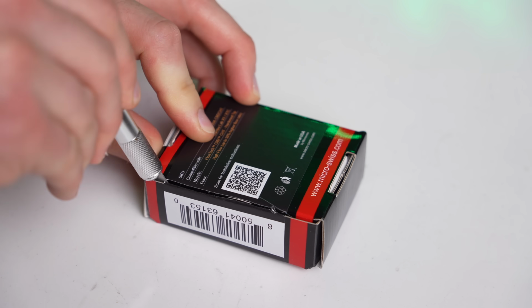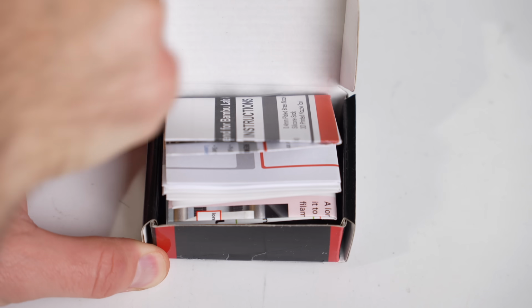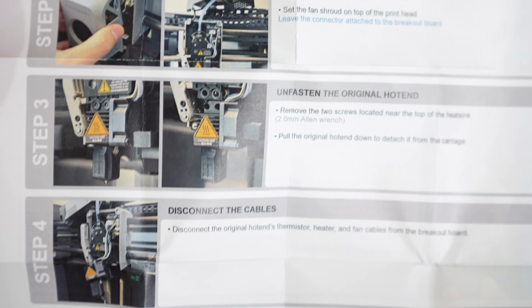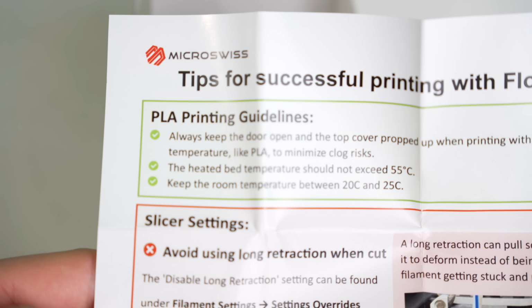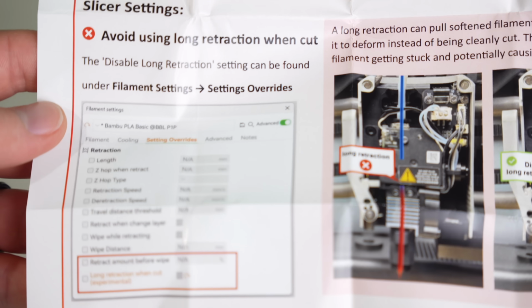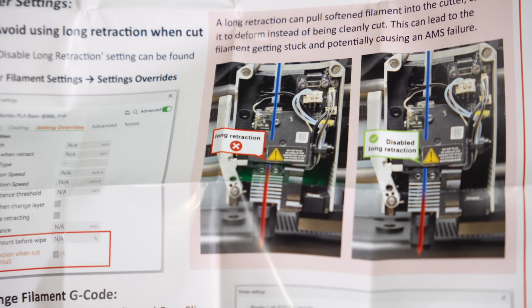Jumping right in, let's first take a look at what's included in the box. Inside, you'll find a printout of the installation PDF guide that's nice to have as a reference. There's also a second piece of paper that's tips for printing with this hotend, which we'll touch a bit more on after we finish the installation process.